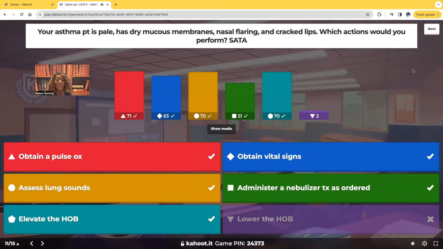Okay. Everything except lower the head of the bed. You're going to get a pulse ox because you want to know what's going on with your patient, right? You want to know how much oxygen is being delivered to those tissues. You want to know what that perfusion is looking like. And let me tell you something. The normal pulse ox is 95 to 100. Once that patient hits 91, they are in acute respiratory distress. So you better be getting the SaO2.